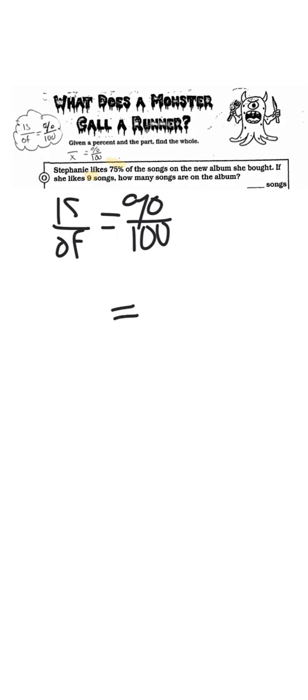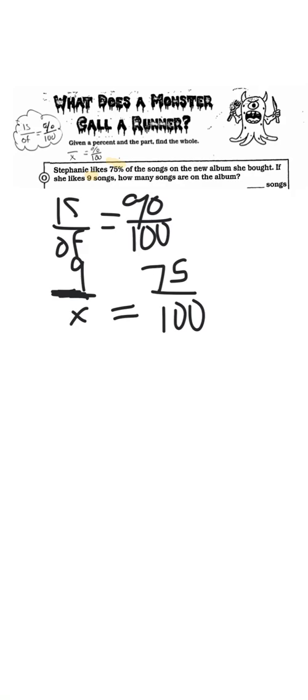So I have 75% right here, right? So I'm going to put that over 100. And then the is over of. So the number I have for my of is going to be X, because we don't know what the of is. And it says if she bought 9 songs, how many songs are on the album? So 9 is part, all right? Part of all the songs that we're talking about. So all will be on the bottom, which is X that we don't know.